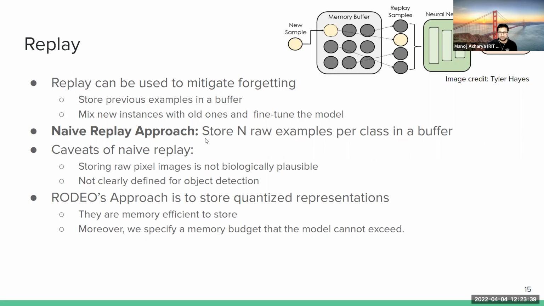So this is a very efficient approach, but one caveat with just naive replay, which considers storing just raw pixels, right? But this is not biologically plausible, and it's also not clearly defined for object detection.